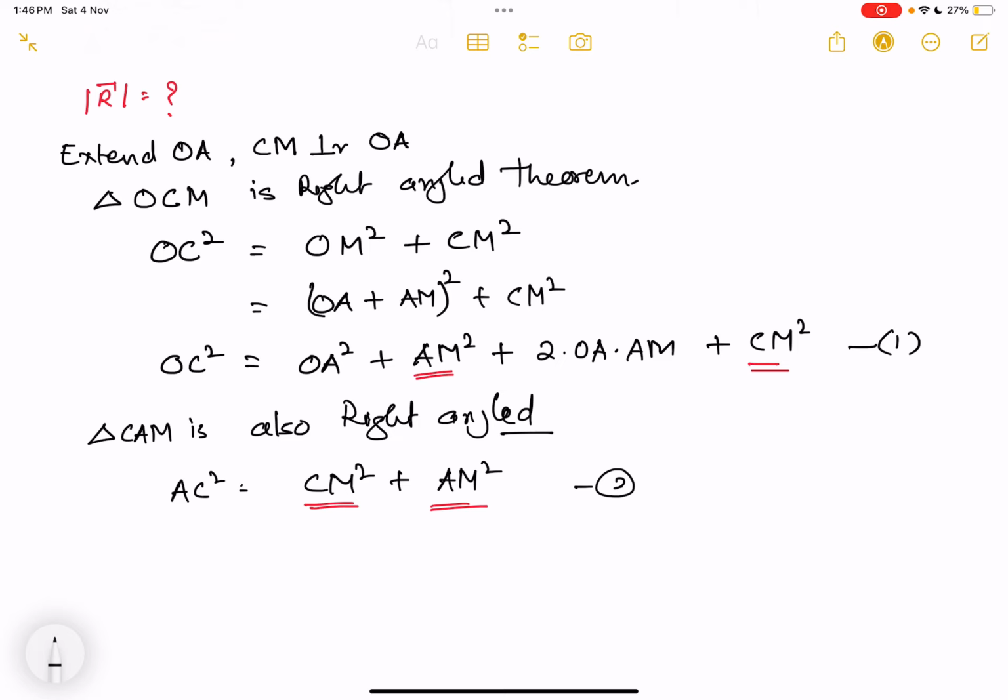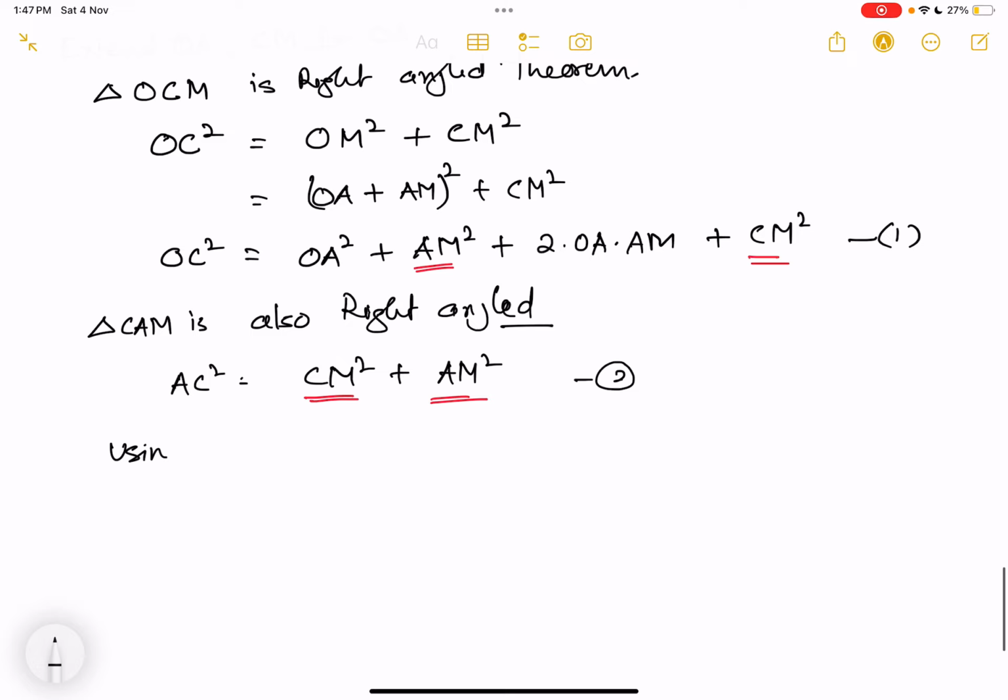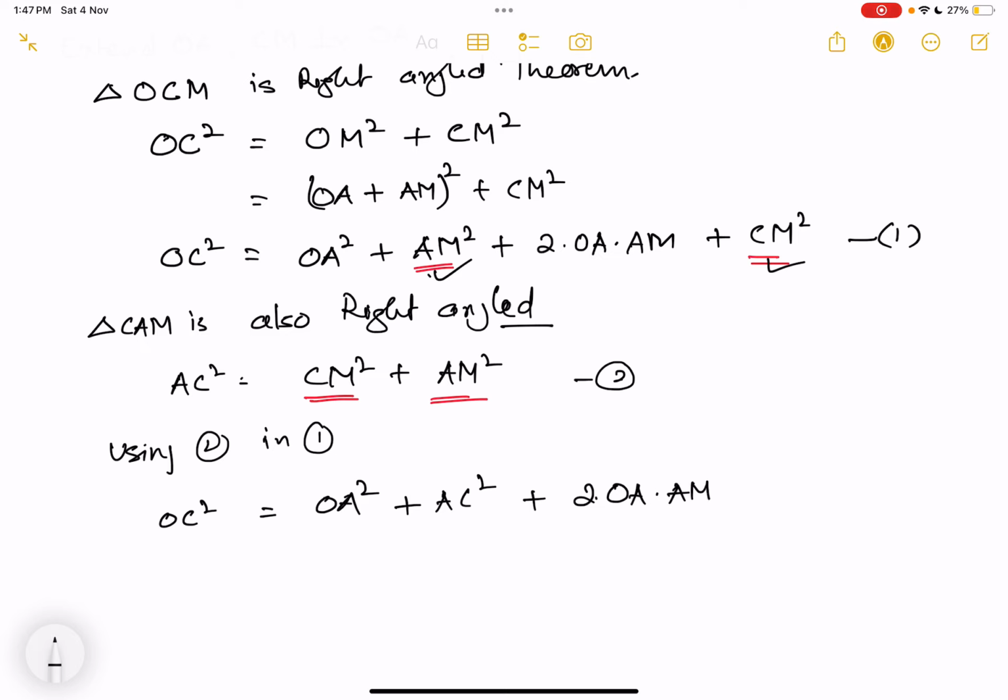I'm saying in equation 2, AC square is CM square plus AM square. While in equation 1, if you see, you already get these two, CM square and AM square. These two can be replaced by AC square. Right? So using 2 in 1, equation 1 will improve to OC square is equal to OA square plus, now these two can be replaced by AC square, plus 2 OA into AM. Correct?